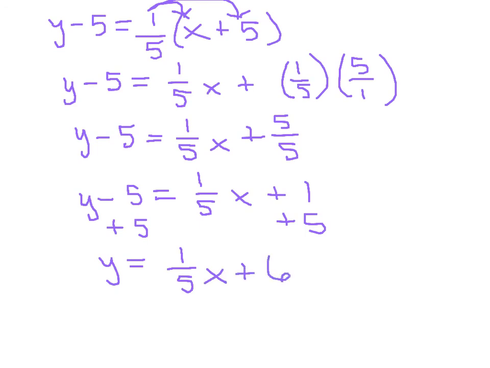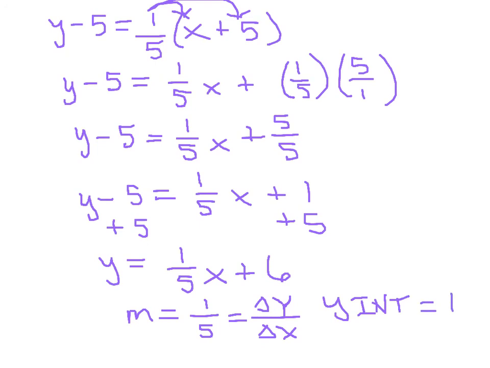If I think about this equation here in purple, my slope is 1/5, so that means my change in y over my change in x, and my y-intercept is equal to 6. So let's go ahead and go back to our graph.